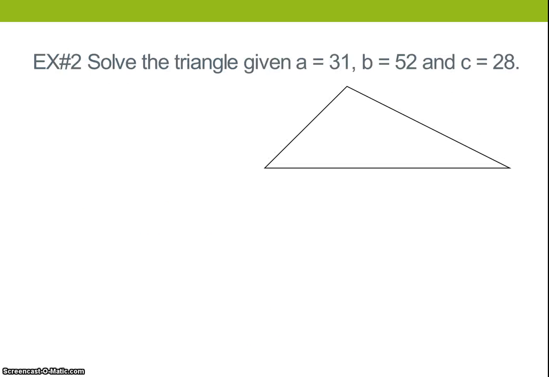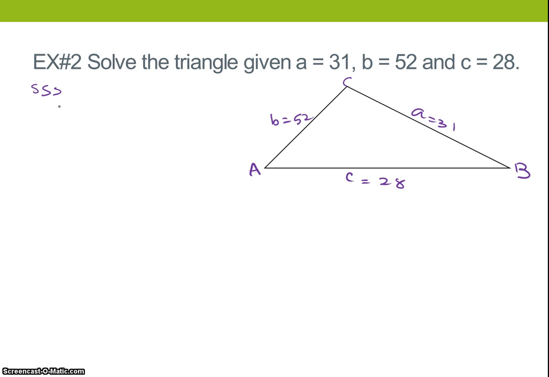So example 2 says solve the triangle given these 3 sides. So I'm going to set up my triangle A with little a being 31. I'm going to put B over here with little b being 52. And then side C, or angle C, with side C being 28. So since I have side, side, side, I'm going to use the law of cosines.